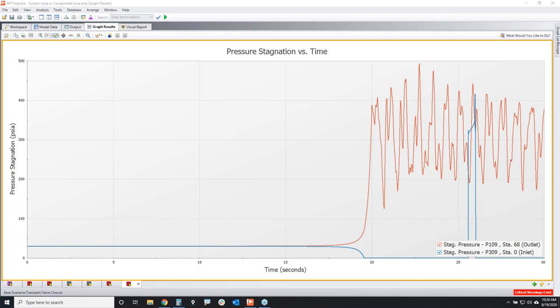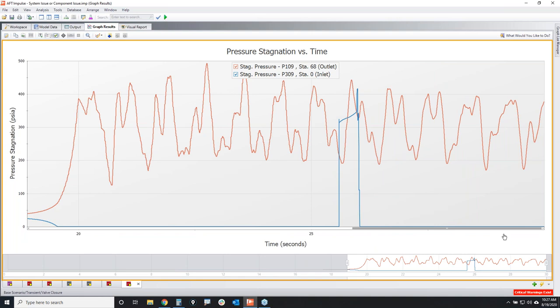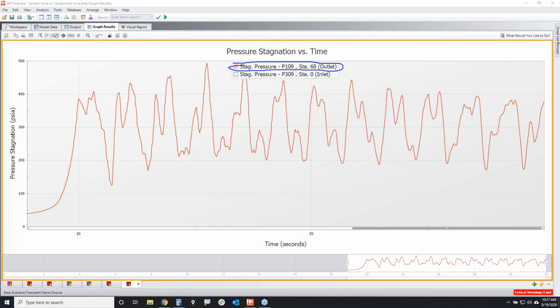All right, so I'm going to use my range finder again, and I'm going to zoom in to about 19 seconds here. And what we see on the upstream side is the red. So let me turn off the blue real quick. So this is what you're going to be able to expect to see on the upstream side of the valve.